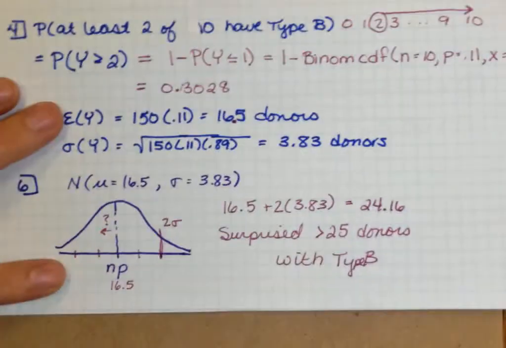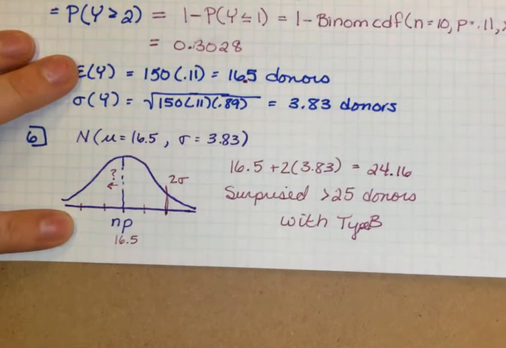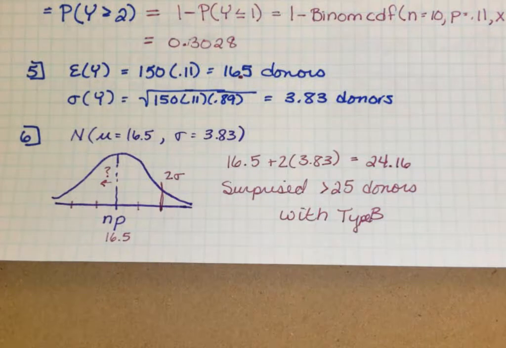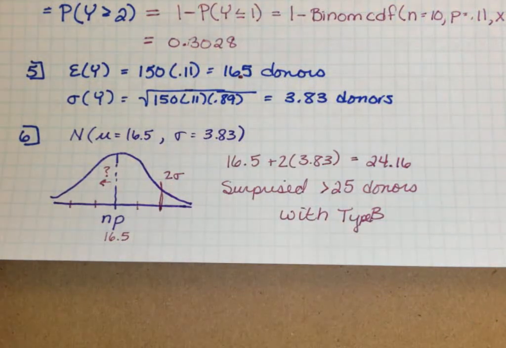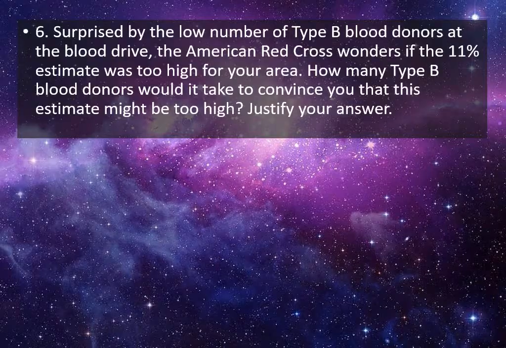Now, the last problem can actually be done all sorts of different ways. This is the way that I've got it here. It's saying, should you be surprised if, what was the question exactly? What would make us surprised? And I actually think my math up here might be a little wrong. Let's see what we've got. It says, how many type B blood donors would it take to convince you that this estimate might be too high?